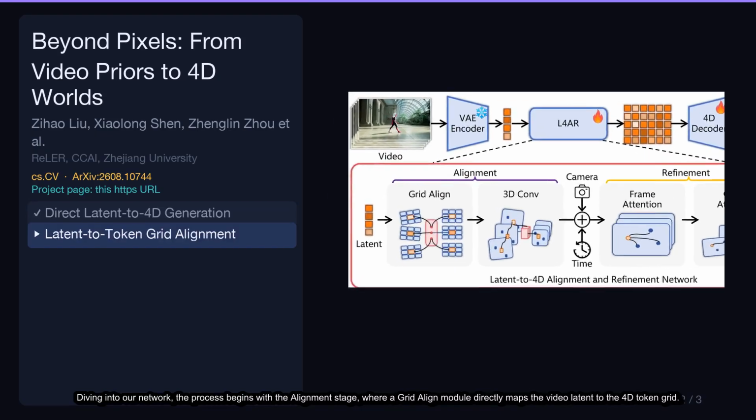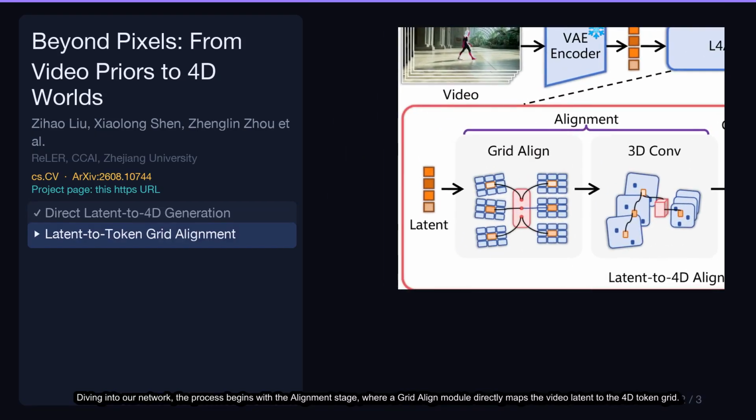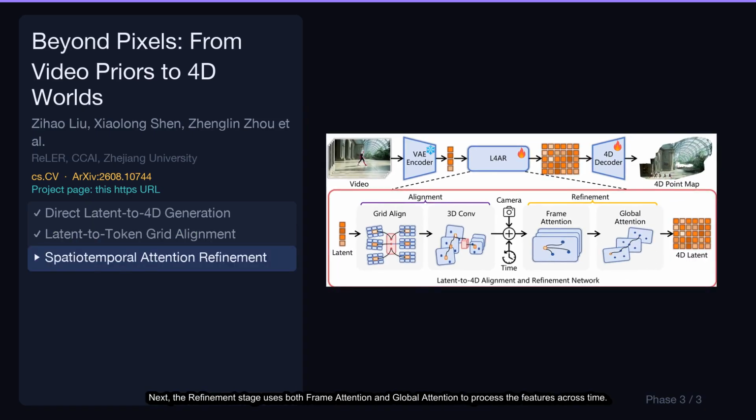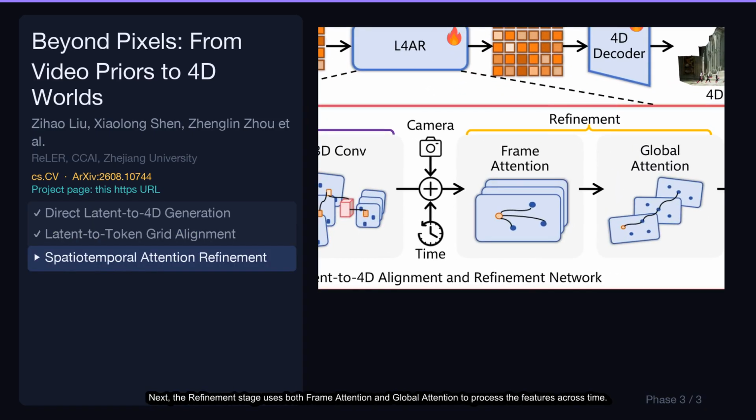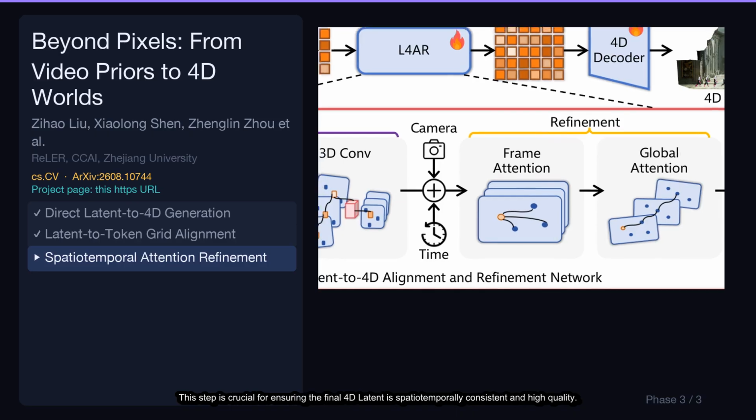Diving into our network, the process begins with the alignment stage, where a grid-align module directly maps the video latent to the 4D token grid. This is then passed through a 3D CONV layer to start building the spatial structure. Next, the refinement stage uses both frame attention and global attention to process the features across time. This step is crucial for ensuring the final 4D latent is spatiotemporally consistent and high quality.